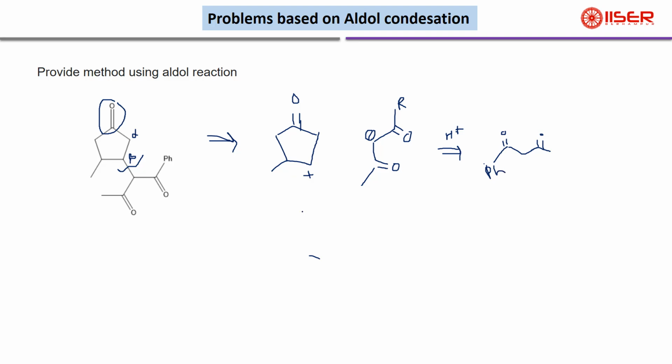Next, to satisfy this positive charge, what will be the synthon for this one? If you just eliminate this H, it can be an alpha beta unsaturated ketone. So you can get an idea about the forward reaction. This will be a Michael addition. This will be a Michael type of addition.